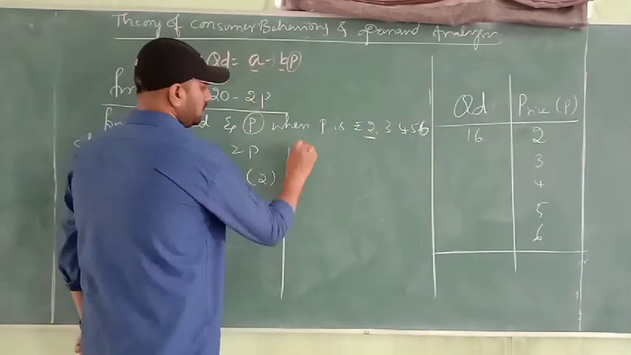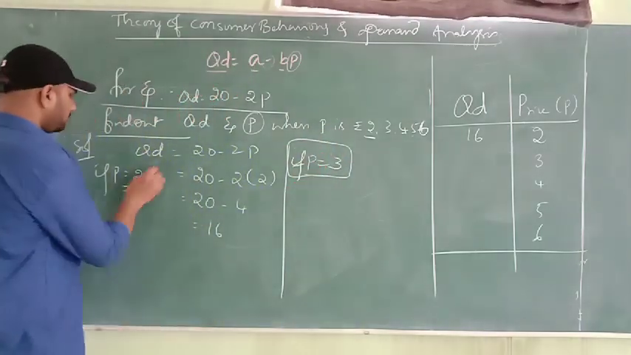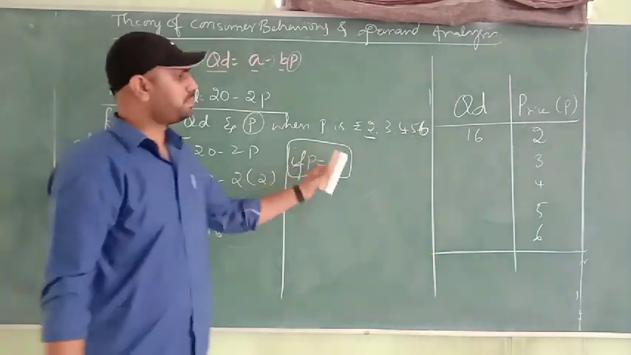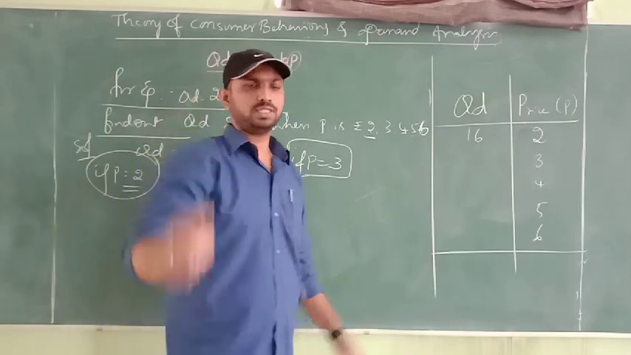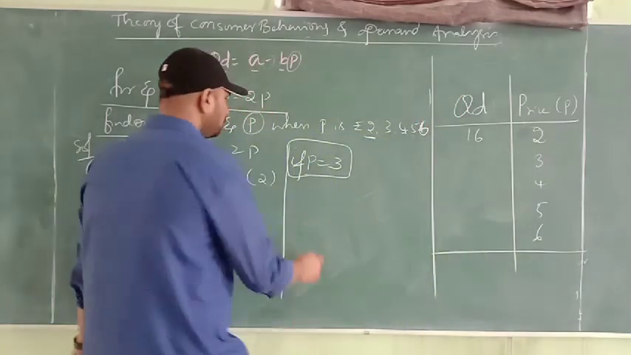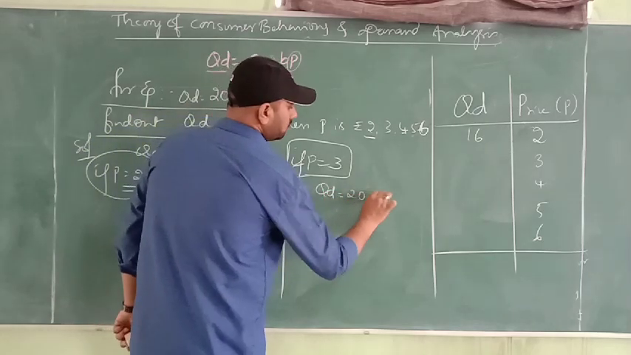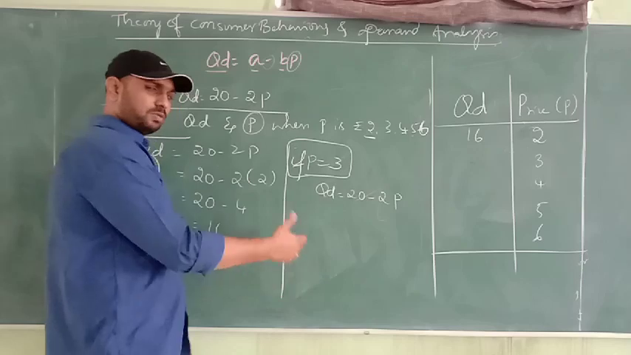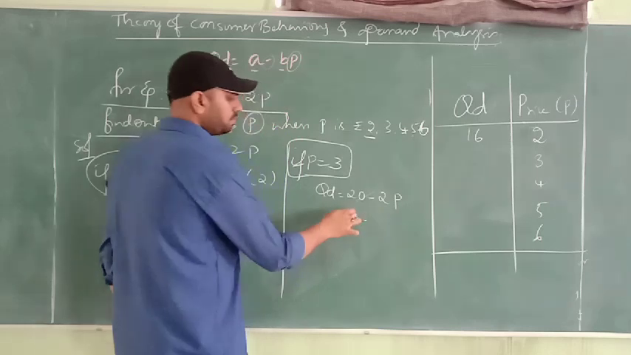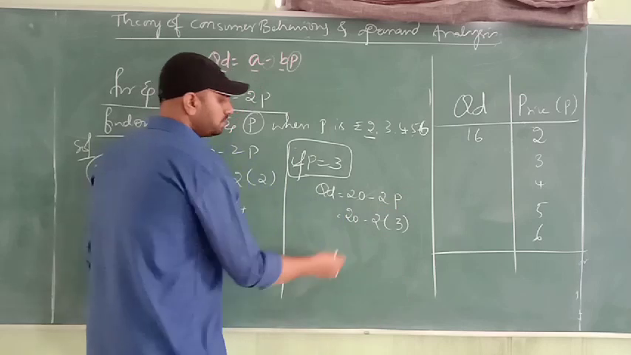What if P equals 3? When the price is 2, the quantity demanded is 16. What if the price increases? Apply the law. If price increases, demand decreases, so demand has to decrease if other things remain constant. So you apply the formula, you will get an idea how to do it. QD equals 20 minus 2P. It's a simple one, no need of much calculation, one can understand easily. So 20 minus 2 of 3. If you substitute these values 3, 4, 5, 6 and so on, then how much do you get?